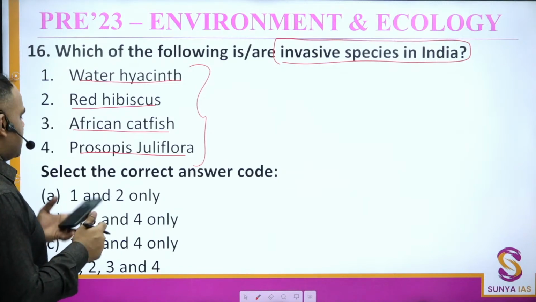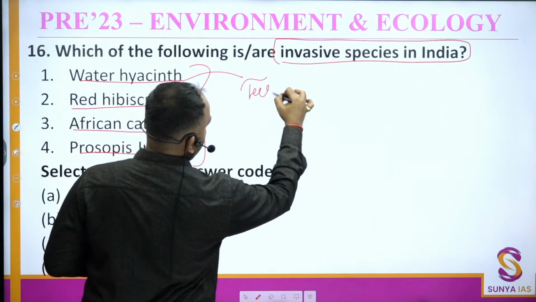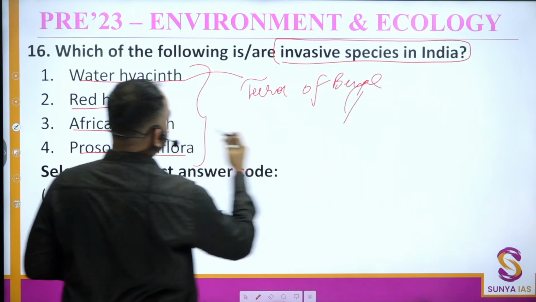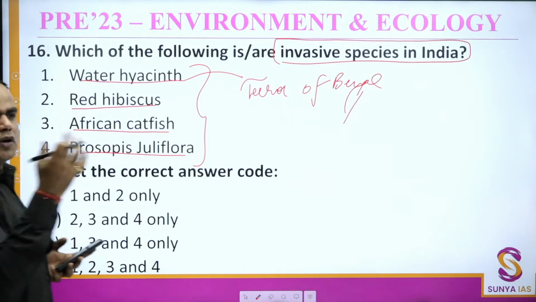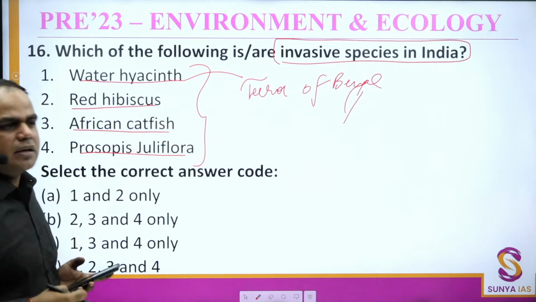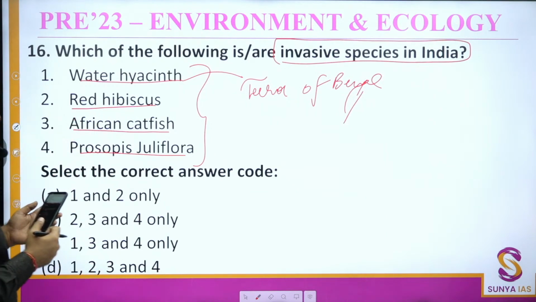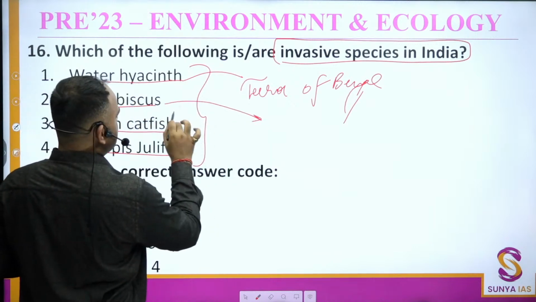Actually, if you see this very carefully, water hyacinth, true. This is known as terror of Bengal. This is an invasive species, right? Red hibiscus is not an invasive species. If you would have seen a lot of red hibiscus even outside your areas, that's a proper red kind of flower that is being used. Okay. So red hibiscus is not true.